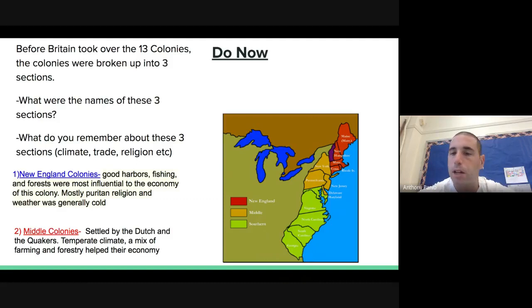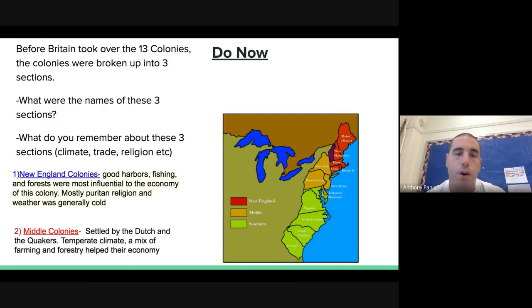It was settled by the Dutch and the Quakers, so not as many British colonists are coming into that area. More of the British people are going to the South and to New England, but we did have a mixture of peoples here. We don't have a cold climate. We don't have a tropical climate. We have what's called a temperate climate, meaning the middle colonies were kind of cold, kind of hot, depending on the time of year.